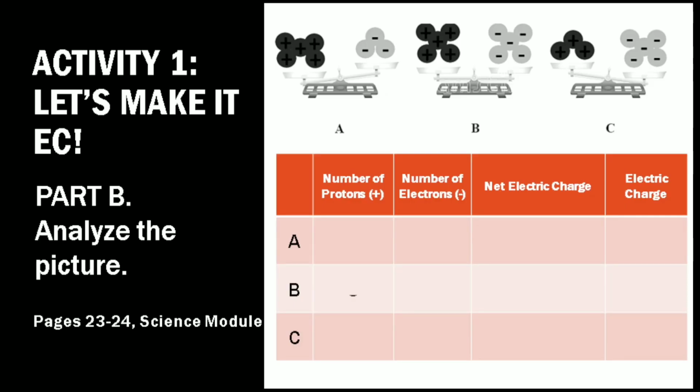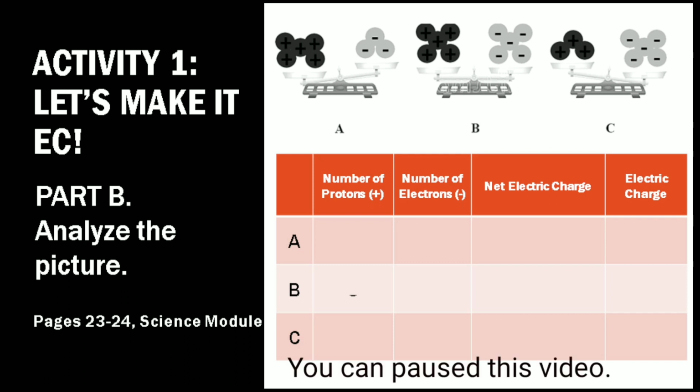Next, for part letter B, let's analyze the picture. We have here scale A, scale B, and scale C. Each scale has different numbers of protons and different numbers of electrons. Now, let's identify the number of protons, number of electrons, net electric charge, and the electric charge for each scale. I want you to copy the table in your notebook and then write the answer for each column.